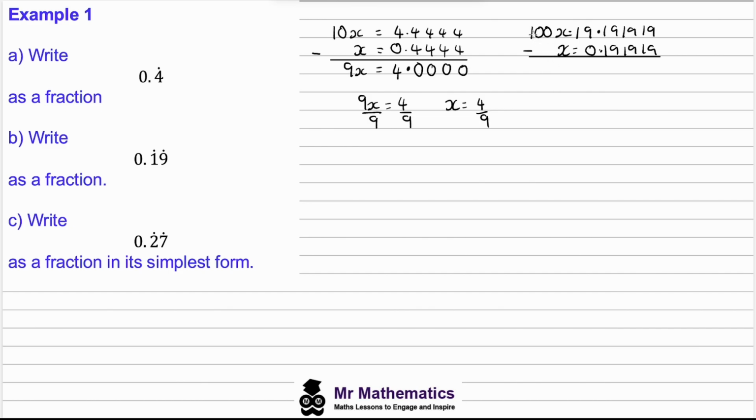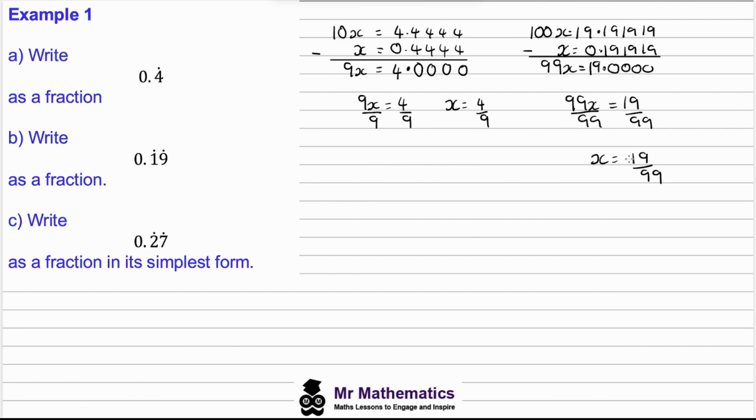And again, we can eliminate the recurring 1s and 9s by finding the difference between them. So we'll have 100x take away x, 99x. And then we'll have a 9 take away 9 becomes 0, 1 take away 1, and again, all the way. So all of these recurring numbers become 0. Then we'll have 9 take away 0, which is 9, and 1 take away 0, which is 1. So 99x will equal 19. And now we can divide both sides by the 99. So we can see that as a simplified fraction, we'll have 19 over 99.